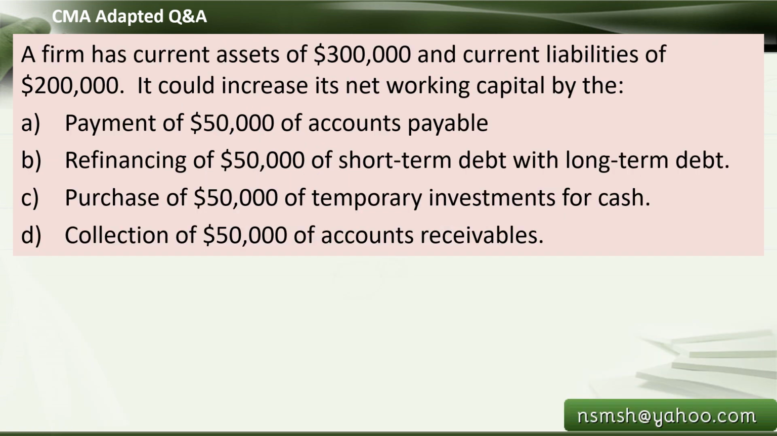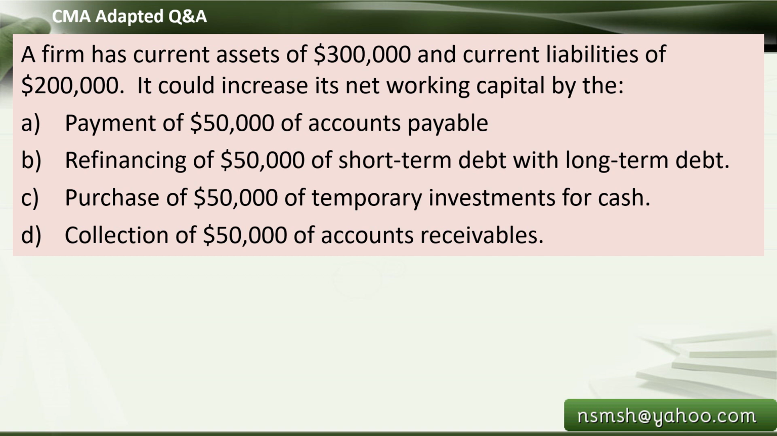A firm has current assets of $300,000 and current liabilities of $200,000. It could increase its net working capital. How do they increase the net working capital? We should understand that net working capital can be increased by increasing the current assets or decreasing the current liabilities. So let's see these examples. Option A, paying $50,000 of accounts payable, so that means we are reducing the current liability. And not only that, because of this payment, we are also reducing the current assets.